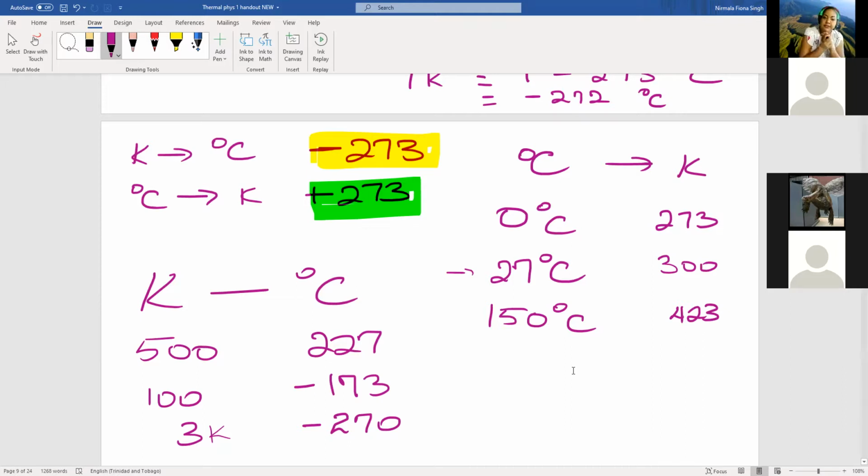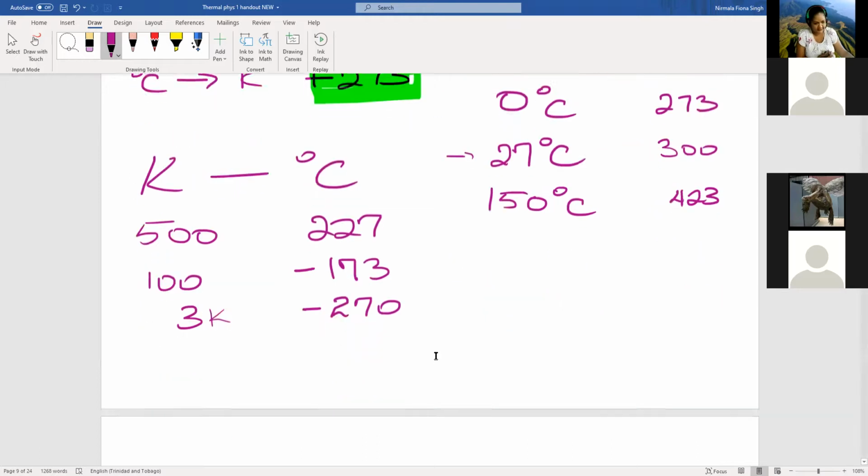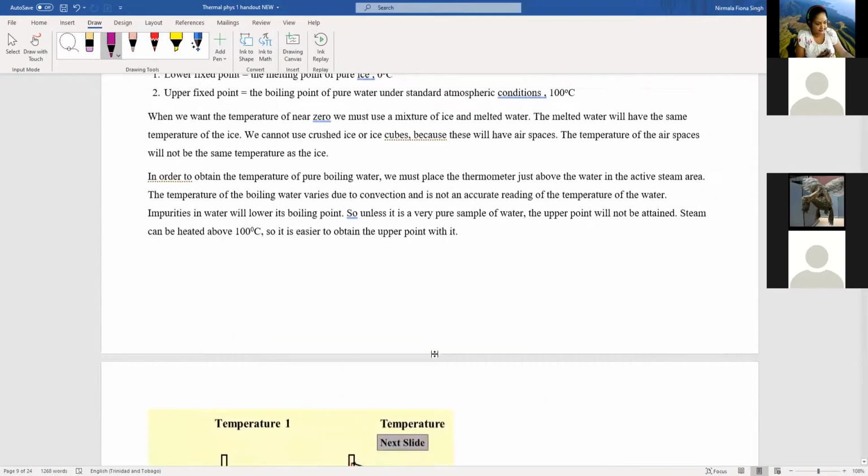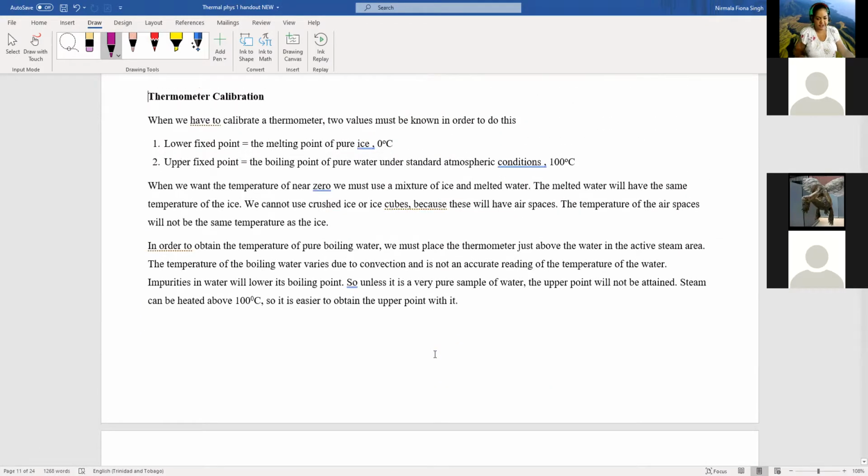So please note how to do it. Celsius to Kelvin, you add, and Kelvin to Celsius, you subtract. Remember one, and once you remember one, just know that the other one is the opposite. Opposite of addition is subtraction. So let's finish up here. Yeah, we can finish this in about 5 minutes.